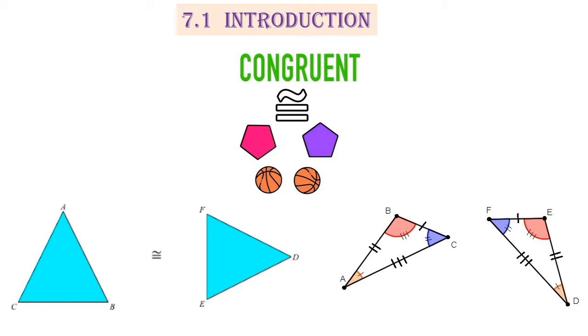The relation of two objects being congruent is called congruence. The symbol is shown, which is used to show that two figures are congruent.